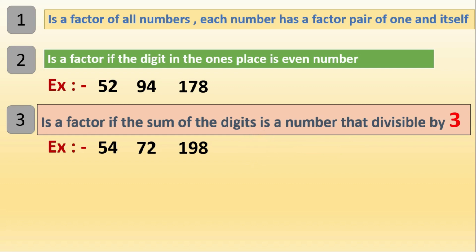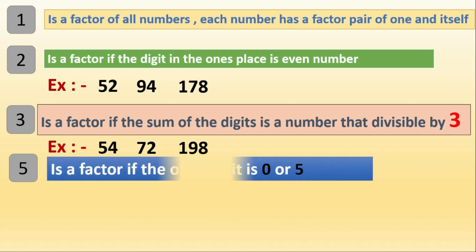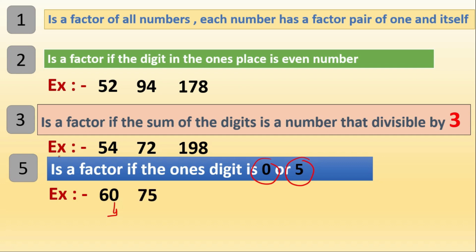Got it? The next note, 5 is a factor if the ones digit is 0 or 5. It's very simple. 5 is a factor for what? For any number whose ones place is 0 or 5. Like 60, you see the ones is 0. The next one 75, ones 5. The next one 190, ones 0. So if the ones is 0 or 5, 5 is a factor for this number.